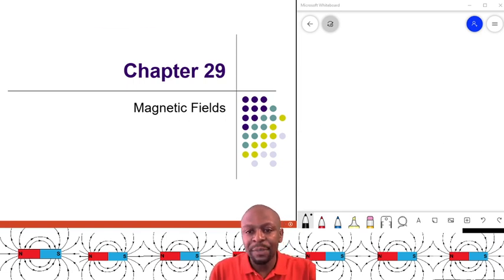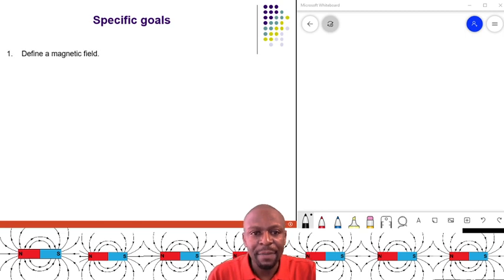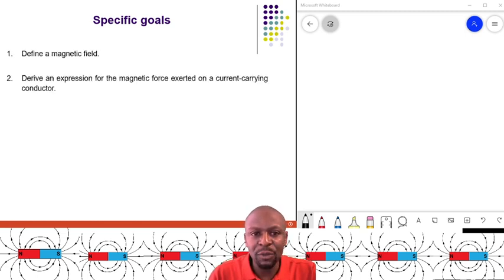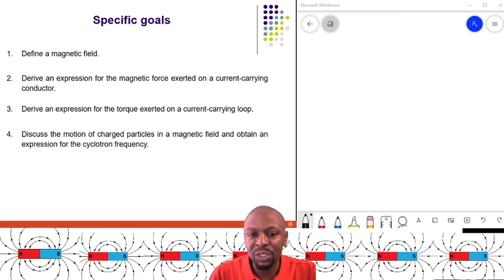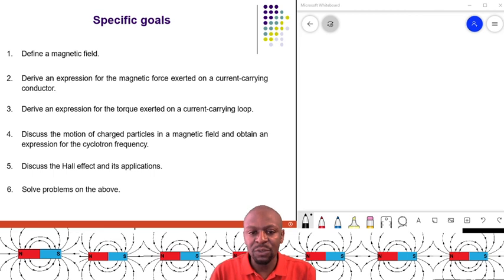After doing this chapter, you will be able to define a magnetic field, and derive an expression for the magnetic force exerted on a current carrying conductor. You will also be able to derive an expression for the torque exerted on a current carrying loop, discuss the motion of charged particles in a magnetic field and obtain an expression for the cyclotron frequency. You will also be able to discuss the Hall effect and its application, and you will be expected to solve problems on the above aspects.